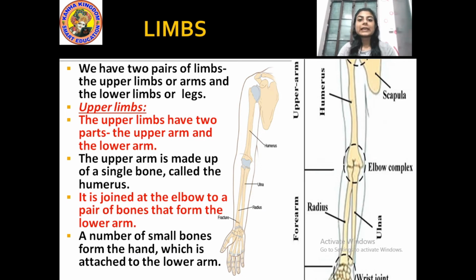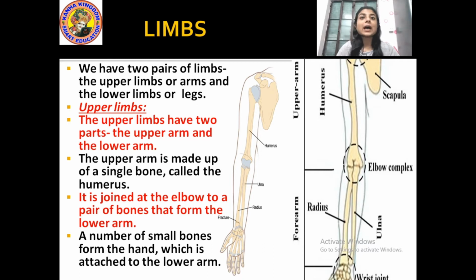Understood? There are two pairs of limbs in our body: first the upper limb and then the lower limb. Upper limb means the hand or the arm portion of our body and lower limb means the leg part of our body. There are two parts of the upper limb, the upper arm and the lower arm. The upper arm starts from the shoulder to the elbow, and from the elbow to the fingertip is called the lower arm.